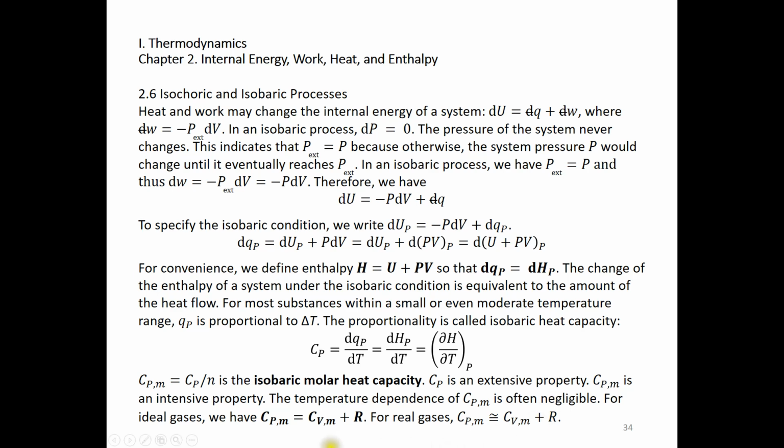For ideal gases, CPM is equal to CVM plus R. For real gases, we still have this equation, but it holds approximately. Again, for liquids and solids, never use this equation. For a liquid or a solid, the difference between CPM and CVM can be as small as 0 for water at 4 degrees Celsius, and it can be as large as 5R for liquid benzene under certain conditions. But in the end, CPM can never be less than CVM.